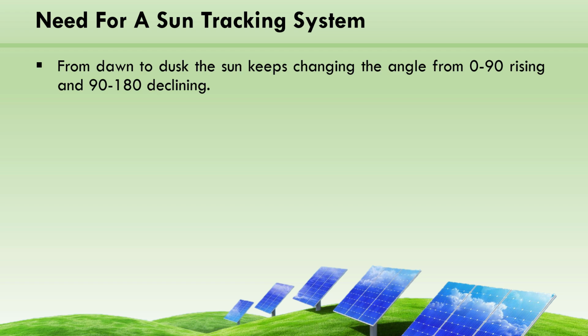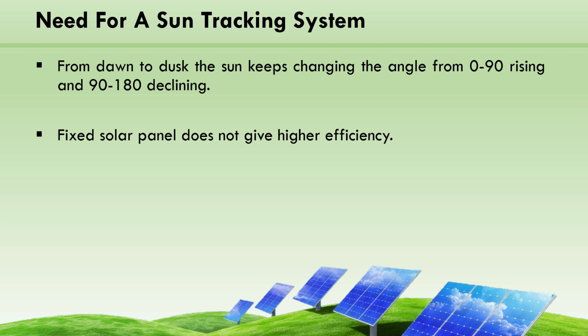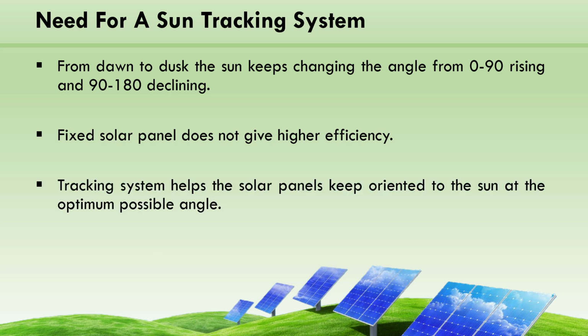Now the need for a sun tracking system. The sun keeps on changing the angle from 0 to 90 rising, and 90 to 180 declining. In a year of 365 days the sun moves approximately 22.5 degrees north to 22.5 degrees south of the equator, and moreover the position of receiving maximum radiation comes only once in 24 hours. For this fluctuation factors the fixed solar panel does not give higher efficiencies. So, the tracker system helps the solar panels keep oriented to the sun at the optimum possible angle and improve the efficiency of solar panels by 30%.